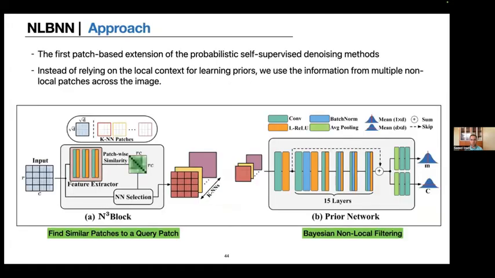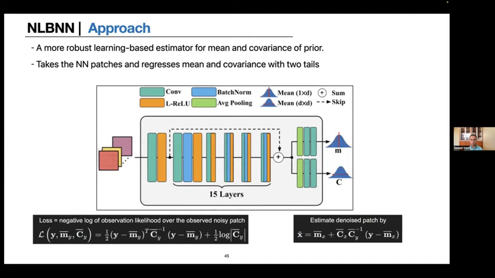Our proposed network has two subnetworks, a nearest neighbor network, which finds the most similar patches to a query input patch within the image, and a prior network that takes a set of similar noisy patches and estimates the parameters of the noise-free prior distribution to be used in the Bayesian inference framework. Similar to the previous works, we use the negative log of the observational likelihood over the observed noisy patch to supervise the training of the prior network.